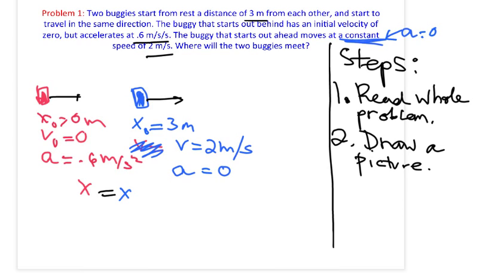For the red one, I have x equals, and I know that my x naught is 0, plus v naught t, and my v naught is also 0 times t, but that's going to go away because 0 times time is 0, plus 1/2 times 0.6 t squared.